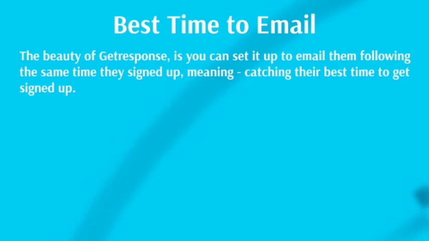What GetResponse will do is it'll actually detect that, and you could set that within your email autoresponder system and say, okay, email them every day at 3 p.m. or every week on Wednesday, 3 p.m. Now, you don't have to do that. You can actually set it up differently.